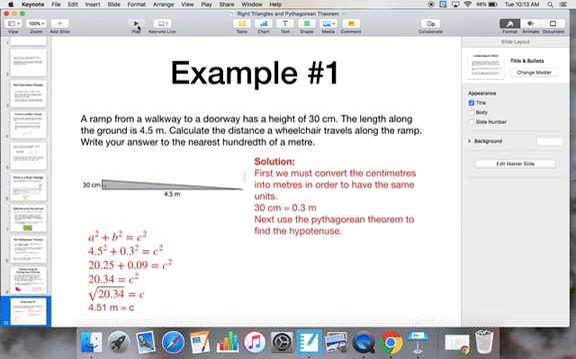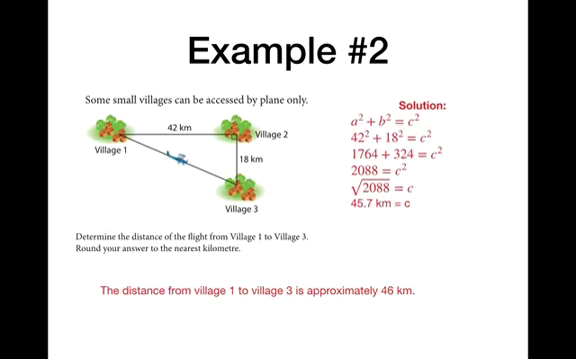Let's meet again. Example 2. In this one, we have some villages that can be accessed by plane only. We've got these 3 villages listed here: village 1, village 2, and village 3. The distance going straight from village 1 to village 2 is 42 kilometers. The distance from village 2 to village 3 is 18 kilometers, and we can see that a right angle is formed at village 2. We're trying to find the distance of the flight from village 1 to village 3.